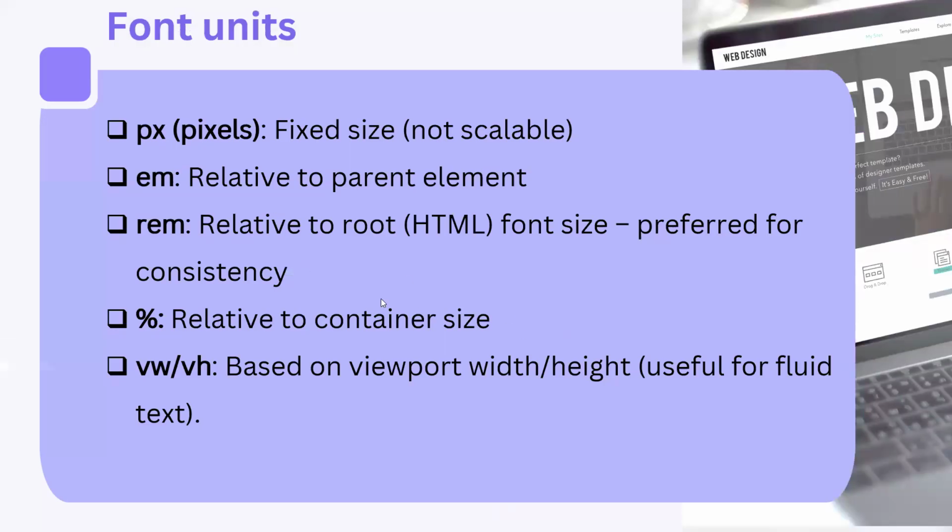The final thing here, I'm going to skip it because we'll be discussing it practically. These are the units we have while working or measuring different content. Pixels are normally fixed. They are not scalable. EM are relative to the parent. REM stands for relative to the root. Percentage is relative to the container size. VW means viewport width. VH means viewport height. So VW and VH are based on the viewport width and height.